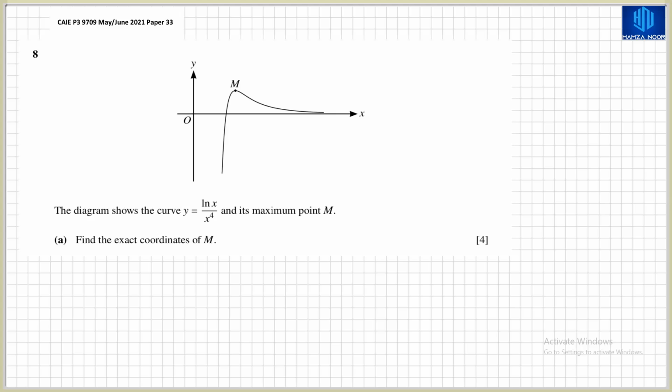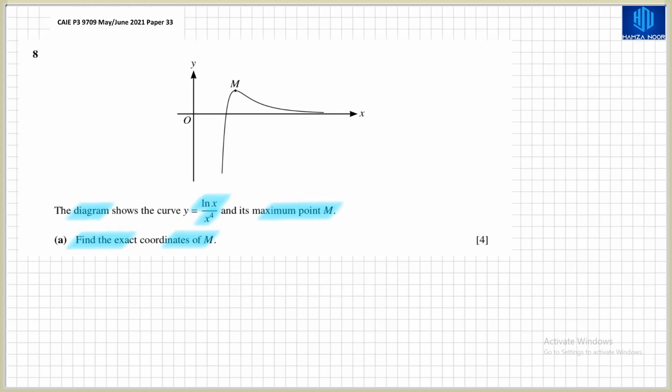This is Hamza Noor, and in this video I'm going to solve question number 8 of CIE P3, 9709 May June 2021 paper 3 variant 3. The question says that the diagram shows the curve y equals ln x divided by x raised to the power 4 and its maximum point M. The requirement of part A is to find the exact coordinates of M.